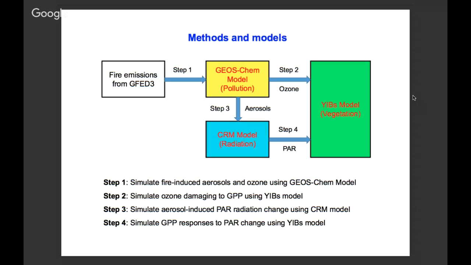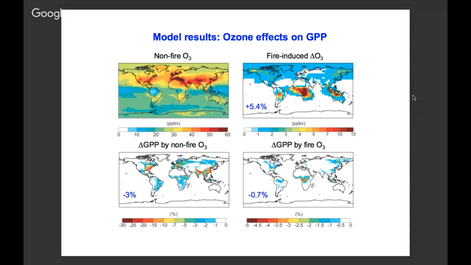First, let's see the ozone effect. Without fire, we can see ozone is generally located in the northern hemisphere, while the fire-induced ozone alone will increase ozone by 5% globally, with the regional maximum in Central Africa. The non-fire ozone will cause damage to GPP, especially in Eastern US, Eastern China, India, and also Europe. On a global scale, it will damage GPP by 3%. For the fire-alone ozone, it will cause damage especially in Central Africa, and that will cause a GPP reduction by 0.7% on the global scale.